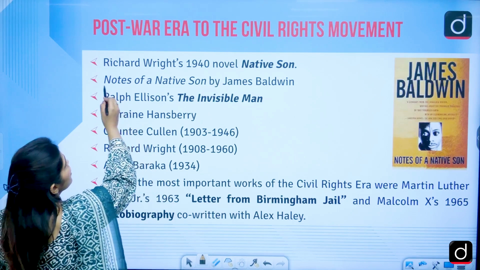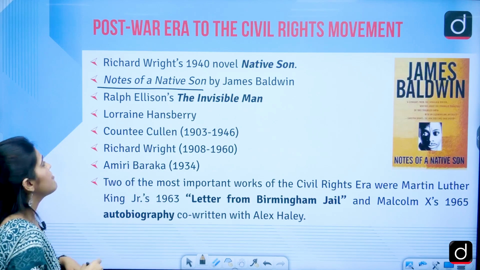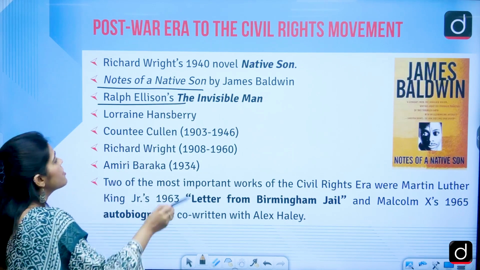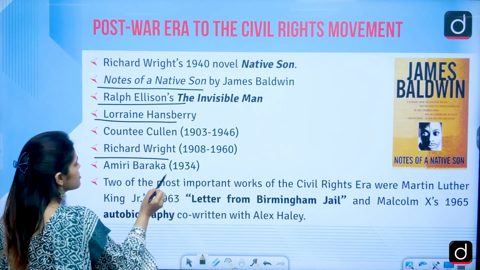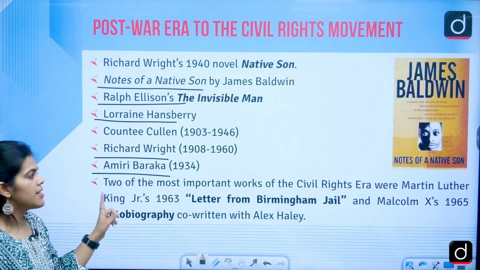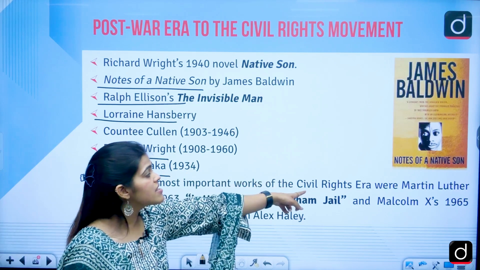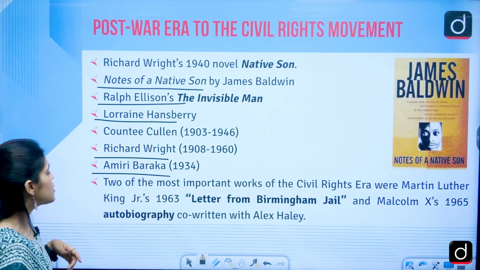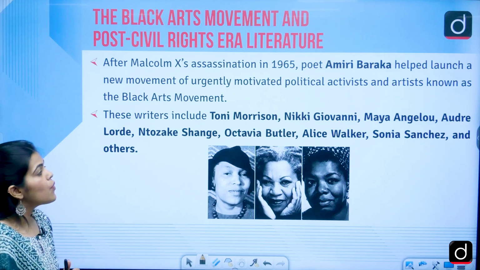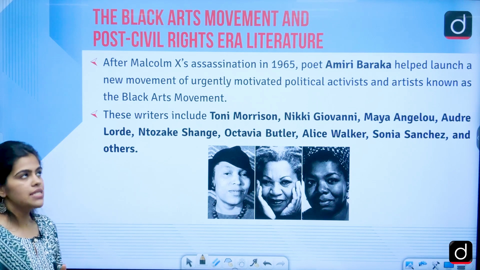Then we have Notes of a Native Son by James Baldwin. Then we have Invisible Man by Ralph Ellison, very important. Lorraine Hansberry, we have Richard Wright, Amiri Baraka, all of them are important writers. We have important figures associated with the civil rights era like Martin Luther King and Malcolm X. So the texts related to them, autobiography, letters related to them, all can be asked, right?